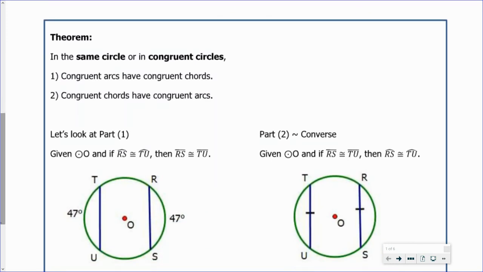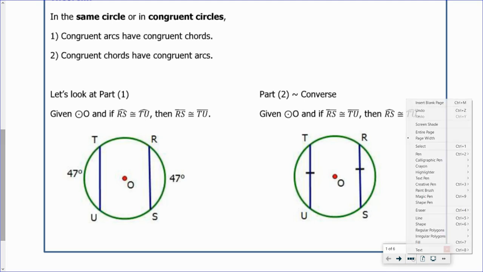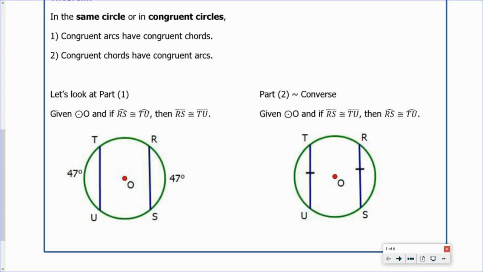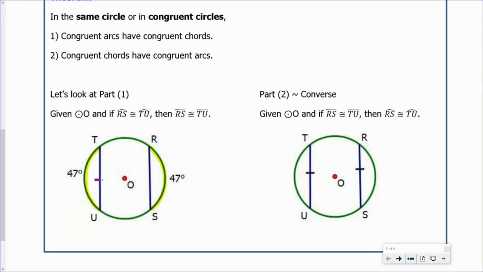All right, so let's read these. It says in the same circle or in congruent circles, 1, congruent arcs have congruent chords, and 2, congruent chords have congruent arcs. So let's take a look at each of those scenarios. If you look at the first diagram on the left, that illustrates the first part of this theorem, where we've got congruent arcs, which I'm highlighting in yellow. Since those arcs are congruent, the chords that create those arcs also have to be congruent.